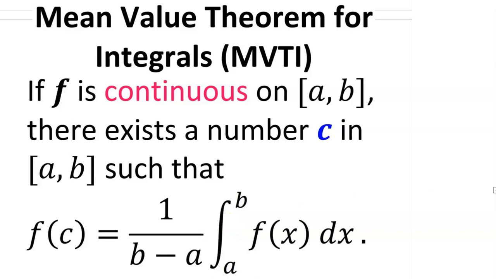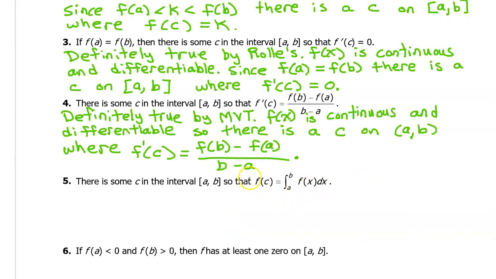This is the average value formula. How does this compare with problem number 5? Well, I see f at c and I see the integral from a to b of f of x dx, but there's something missing. This is supposed to be 1 over b minus a. It's the integral divided by the interval, and we're missing that division part. So there is no theorem that guarantees this to be true. So this is possibly false. All I need is to come up with a counterexample for which this is a false statement.